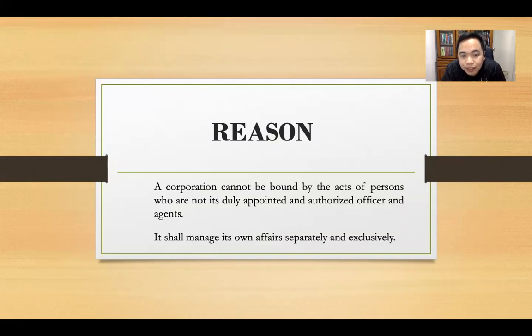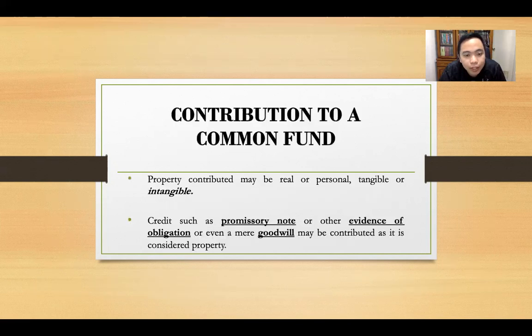Otherwise, no, it will run afoul. It will violate the principle that the corporation should manage its own affairs separately and exclusively. Okay. Now, class, let us talk about the contribution of a partner to a common fund.